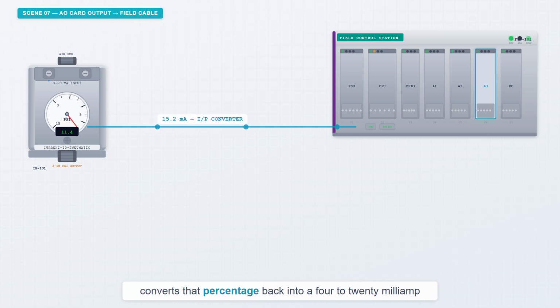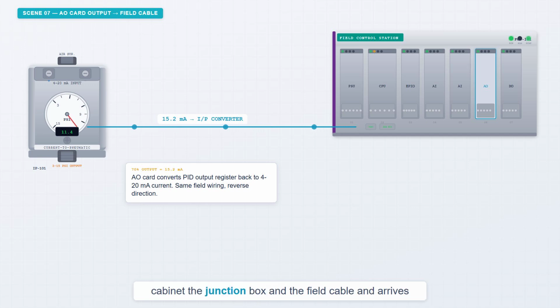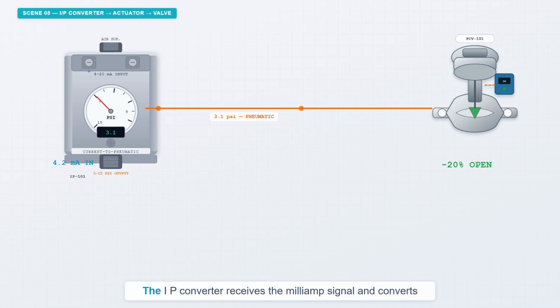It converts that percentage back into a 4 to 20 milliamp signal. 70% output becomes 15.2 milliamps. That current leaves the AO card, travels back through the marshalling cabinet, the junction box, and the field cable, and arrives at the IP converter on the control valve. The IP converter receives the milliamp signal and converts it to a pneumatic signal.